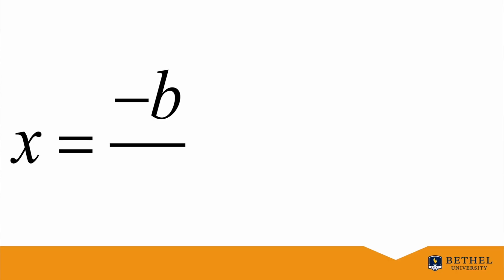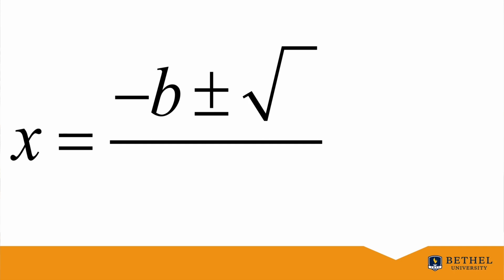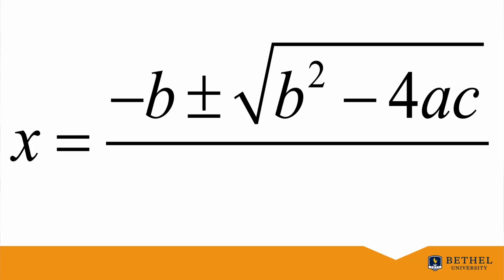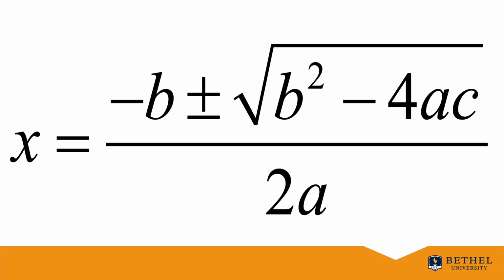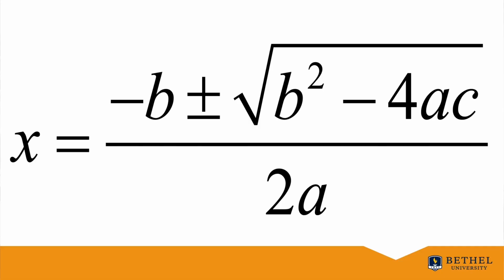Dare I sing? I dare. Me. X is equal to negative b plus or minus the square root of b squared minus 4ac all over 2a. The quadratic formula is beautiful. My singing, not so much.